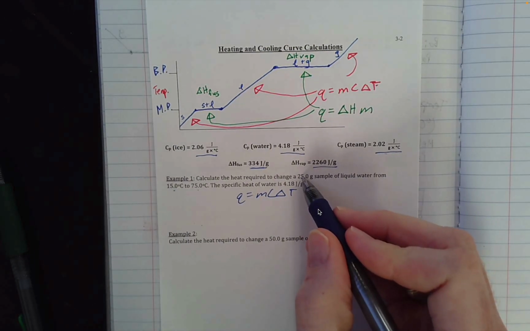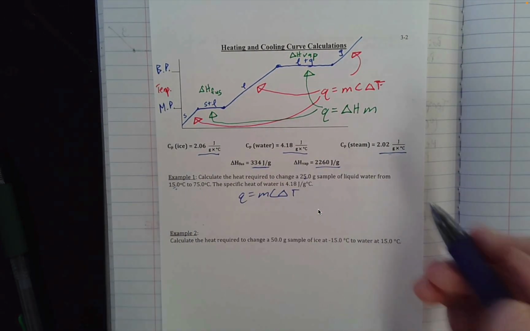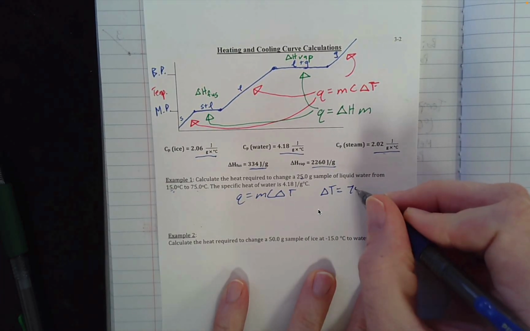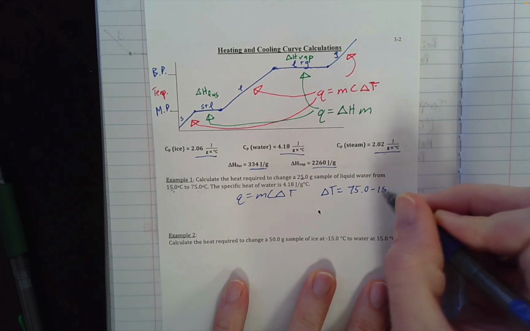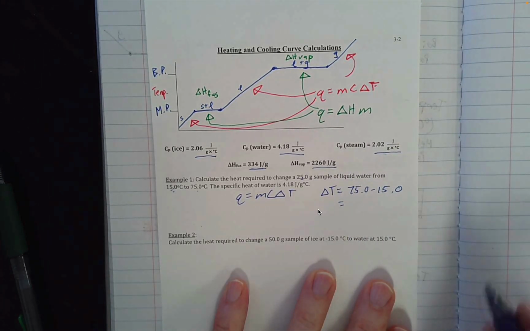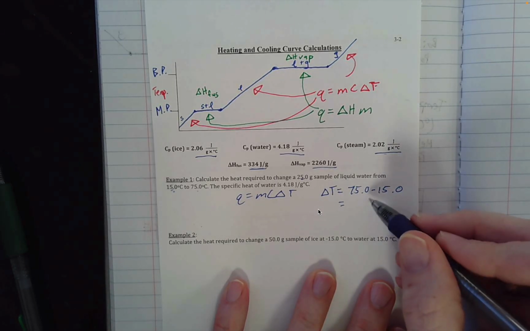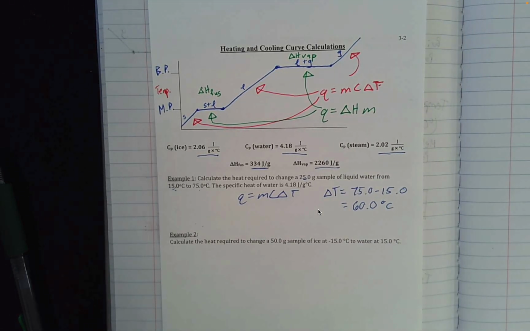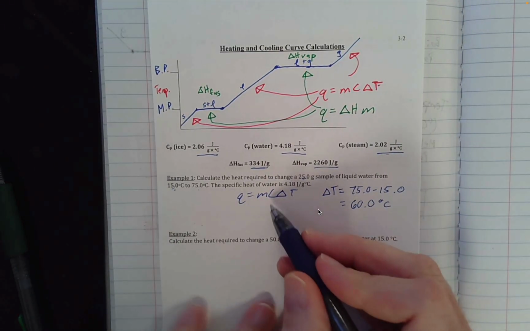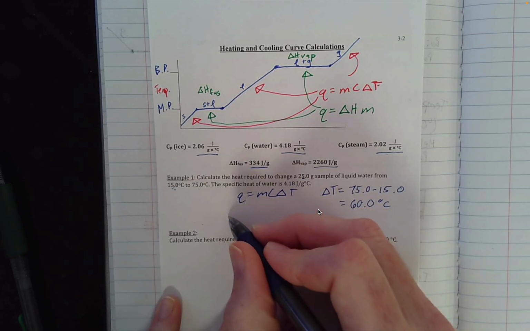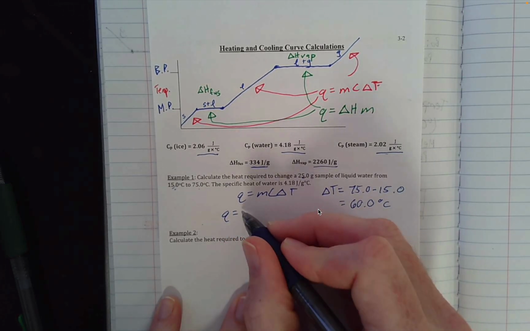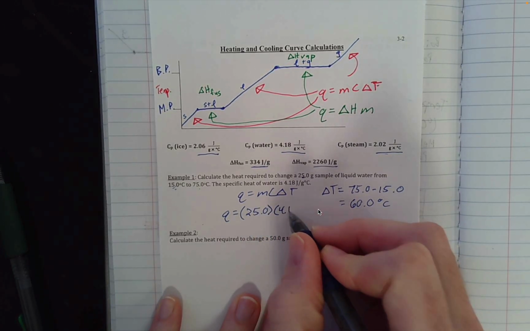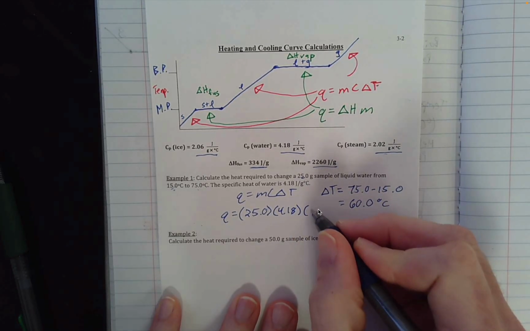We know that the mass is 25 grams. We know that the change in temperature, let's figure out what that is, delta T, is going to be 75.0 minus 15.0. Remember, final temperature minus initial temperature. And so that's 60 degrees Celsius, right? Good. And so specific heat is given to us. So we want to calculate the heat just by taking 25.0 times 4.18 times 60.